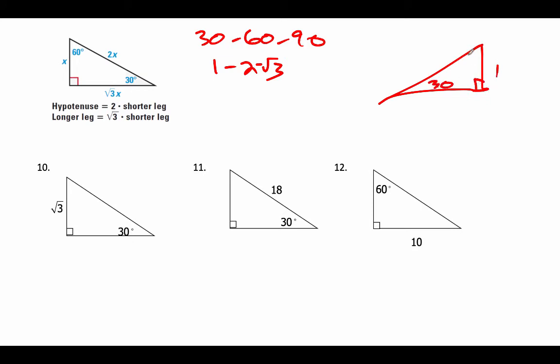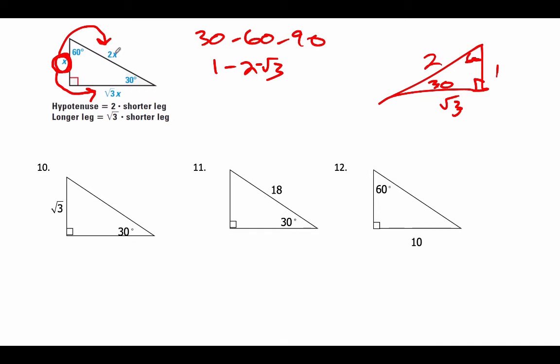Across from the 30 is 1, across from the 60 is square root 3, and the longest side is 2. Remember, the square root of 3 is actually less than 2. It's 1.7. And if you can't remember that, remember 2 is the square root of 4, and the square root of 4 is bigger than the square root of 3. You're always going to work off the 30-degree angle, okay? The 30-degree angle is kind of the winner because you're going to double it to get this one, and you're going to multiply by the square root of 3 to get that one.